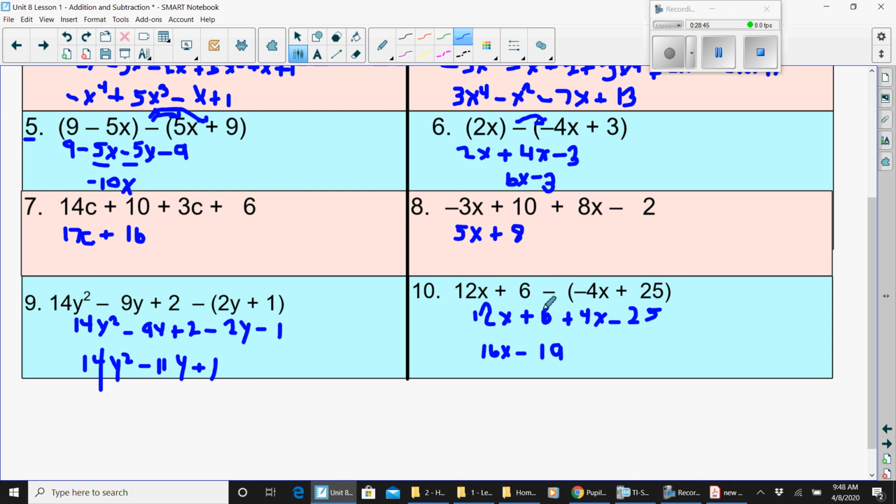And same thing here, distribute that negative, and you get positive 4x, and negative times positive 25 is negative 25. You get 12x plus 4x is 16x, and then 6 minus 25 is negative 19. And that's it.